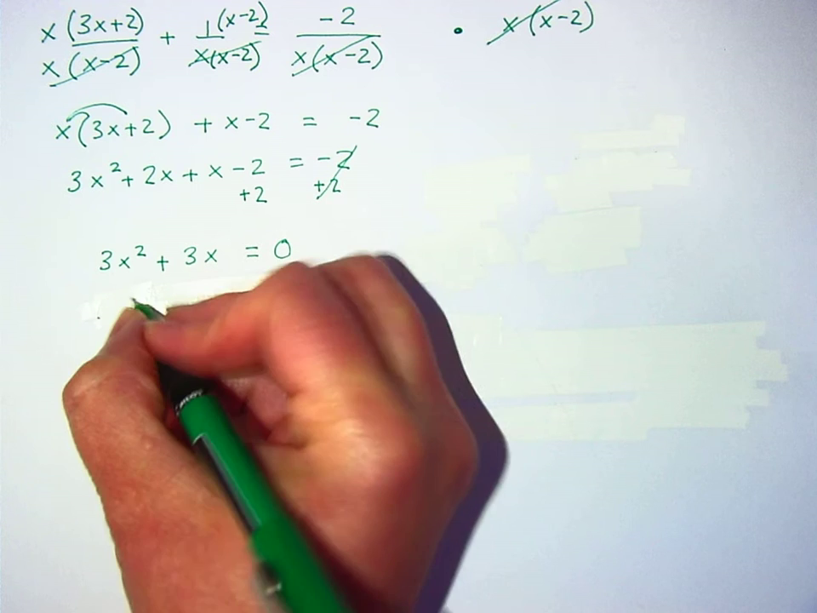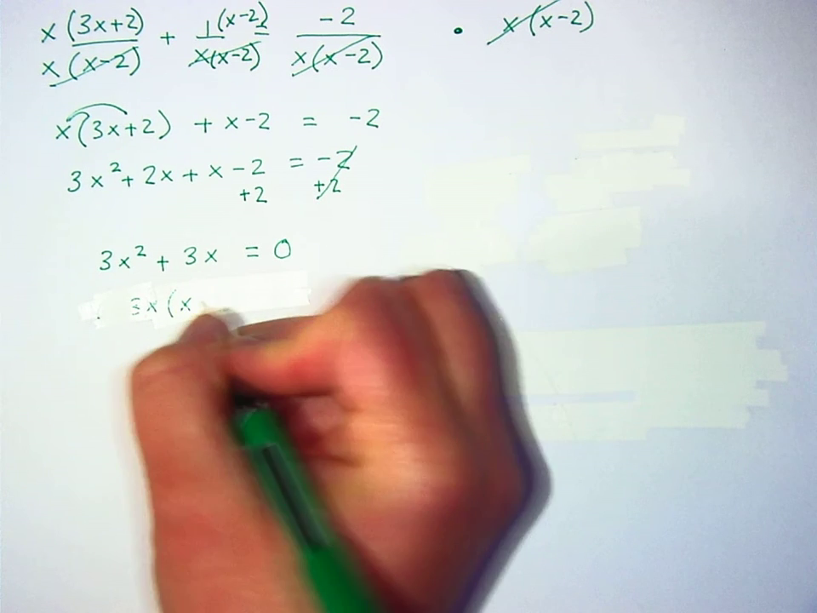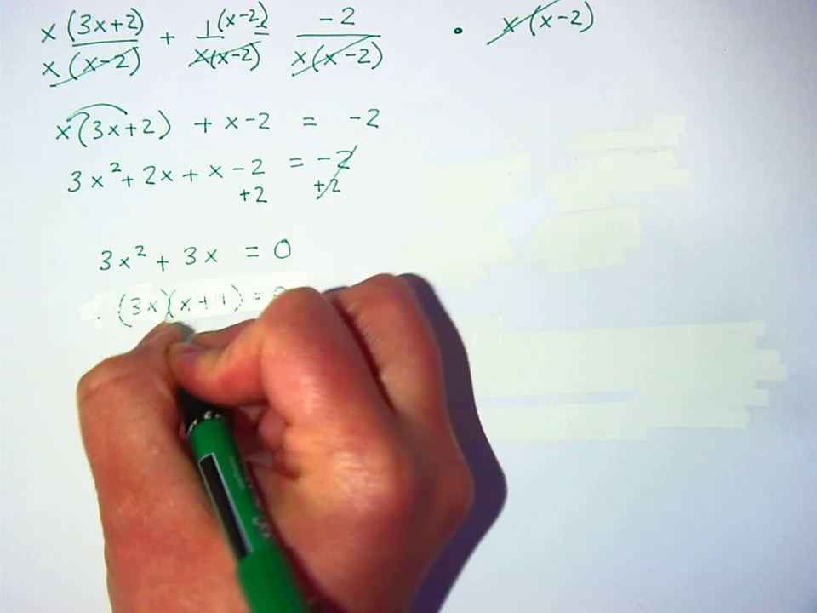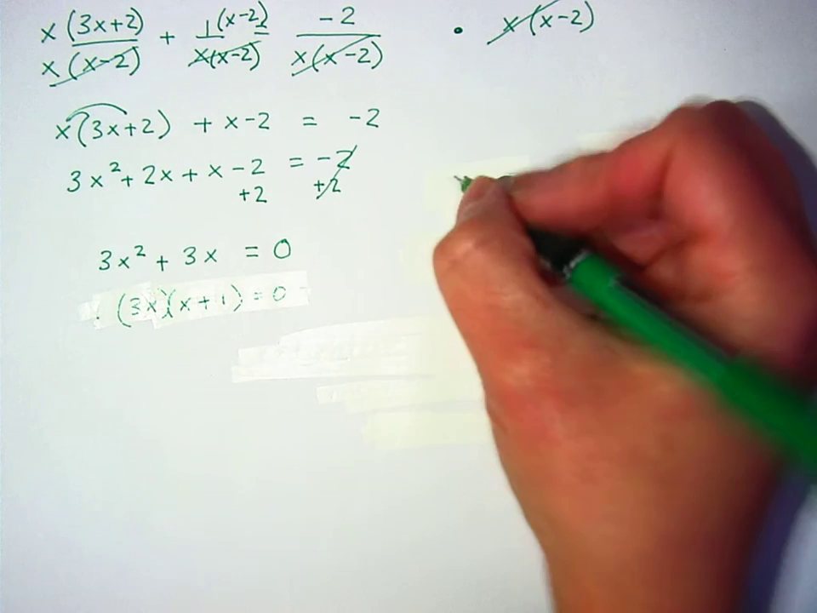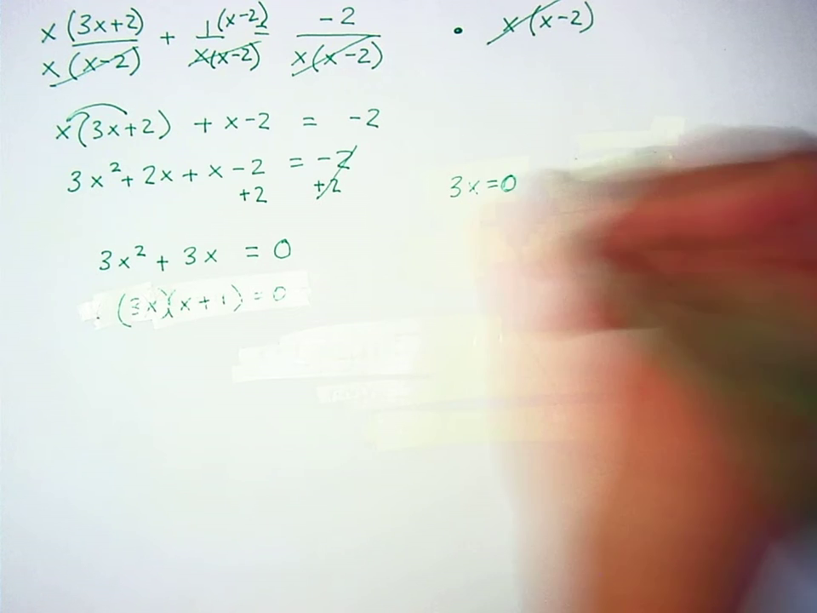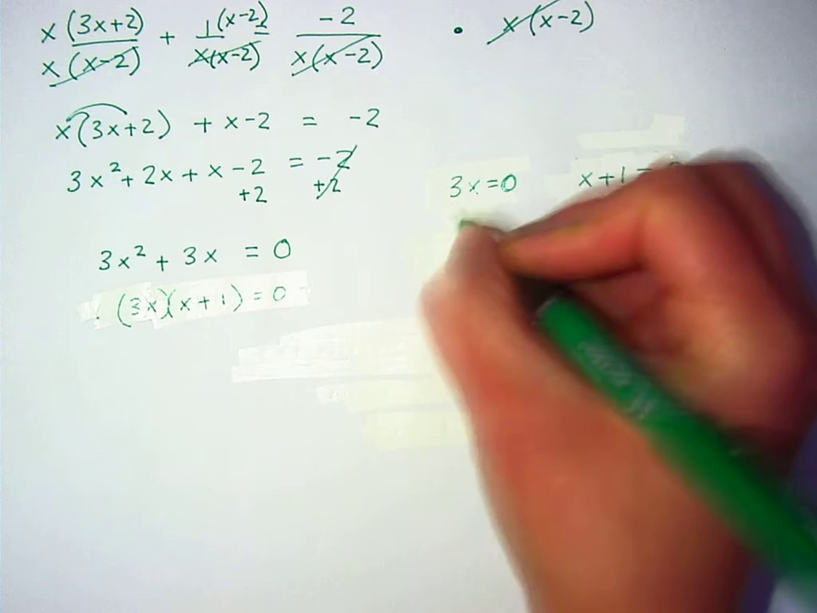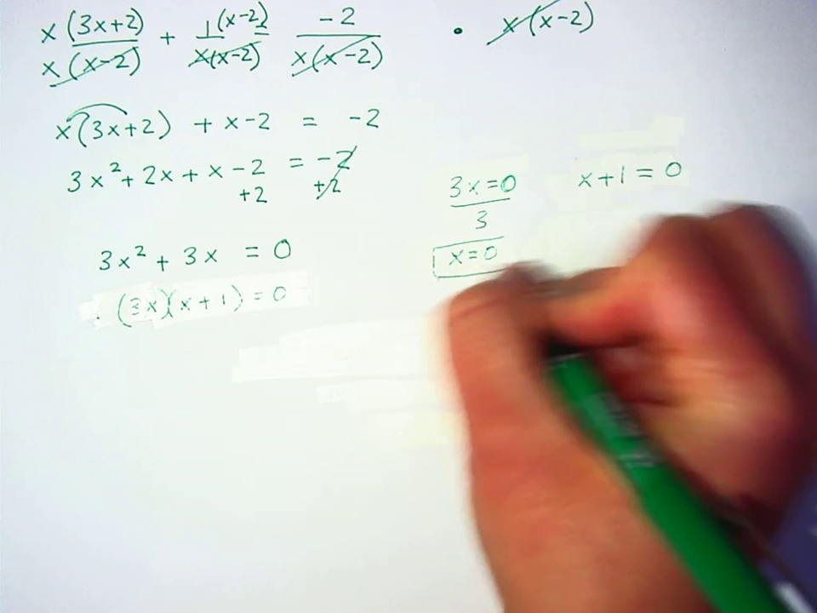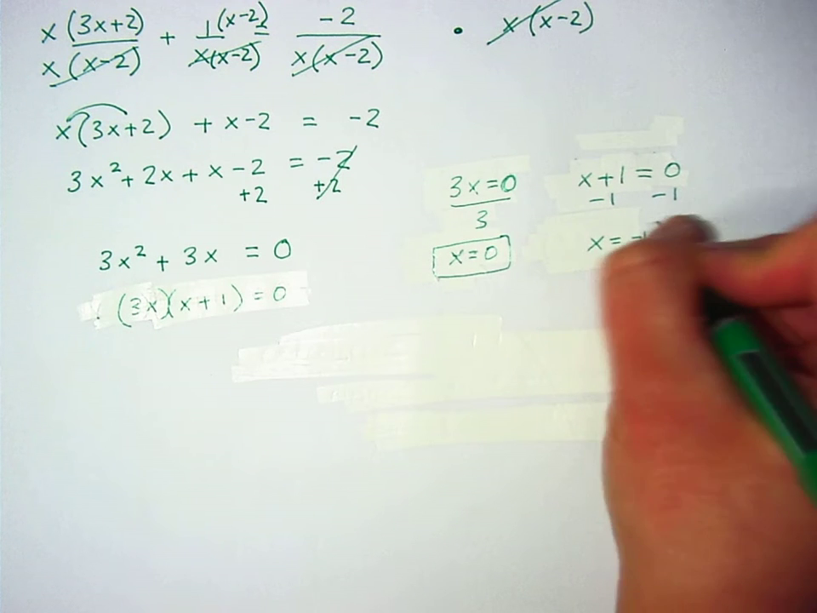So we took out a 3x is where I was at, and then our leftovers are x plus 1. Okay, so that's like two factors there. A number times a number equals 0, so I'm going to set them both equal to 0. On this one, I divide by 3, and I get x equals 0. And on this one, subtract 1 on both sides, I get x equals negative 1.